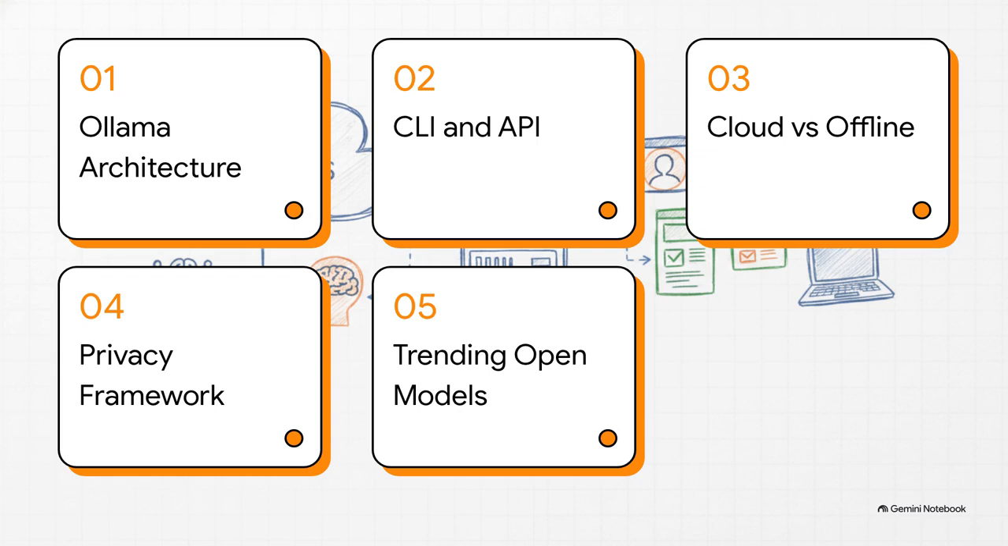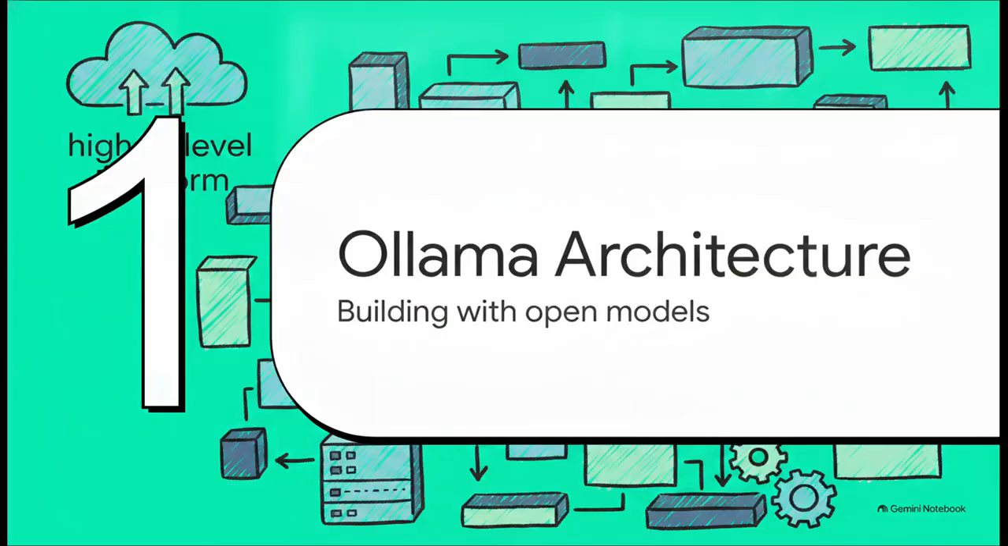All right, here's our structural blueprint for today. We'll look at the Ollama architecture. Then we'll check out interfacing with the CLI and API, jump into infrastructure, comparing cloud versus offline, explore the privacy framework, and finally wrap up with some trending open models. Section 1, the Ollama architecture, building with open models.